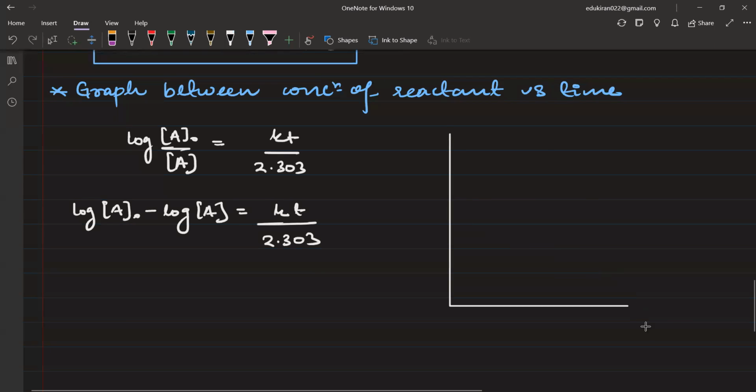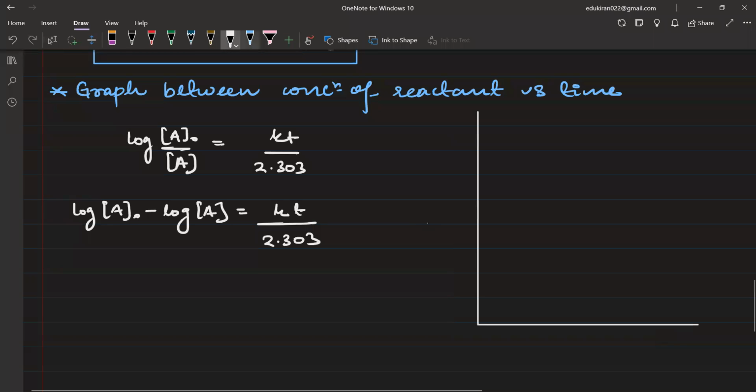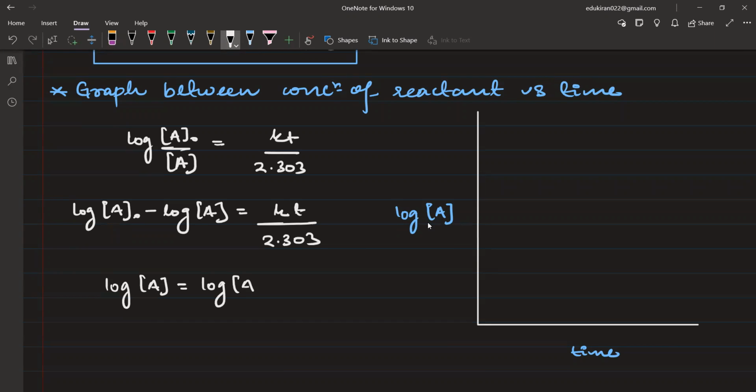Let me first of all draw the graph like this and tell you what the different axes are. Here we are going to have time, and here we are going to have the log of A. So log of A is on the Y axis. I will write this equation as log of A is equal to, now I have thrown that there, Kt will come here with a negative sign. That will give me log of A naught minus Kt upon 2.303.